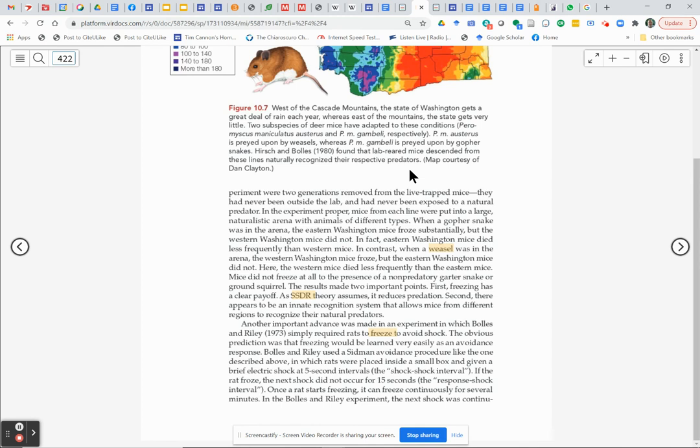Very clever. So there's evolution at work. The animals are being modified by survival, and the animals that show fear of snakes, where there are snakes, they survive, and weasels, where there are weasels, they survive. And freezing is important here. That's a very popular measurement of fear.